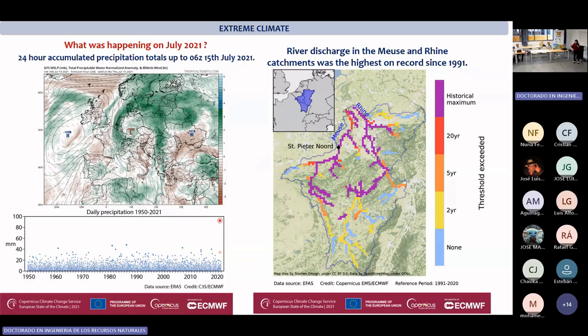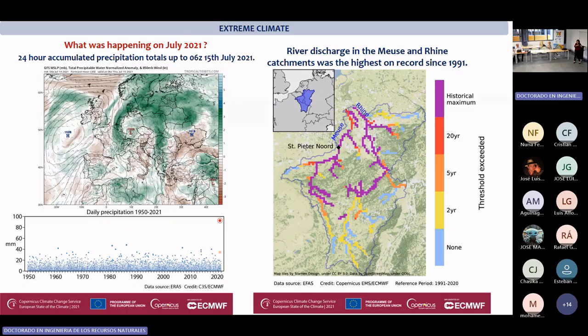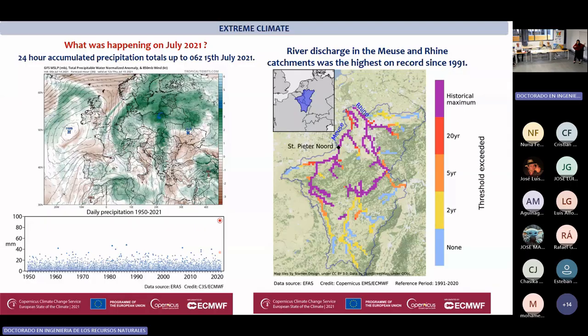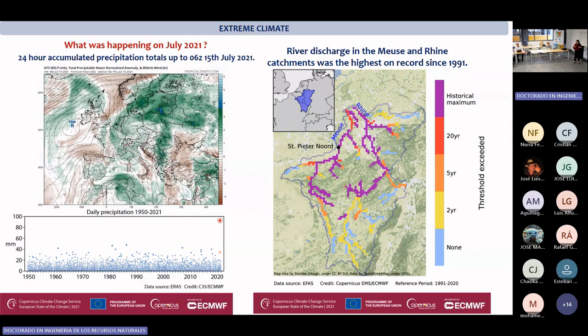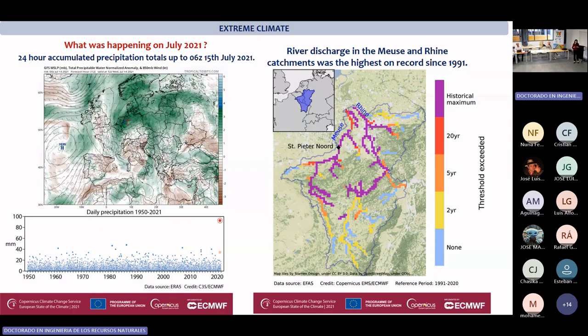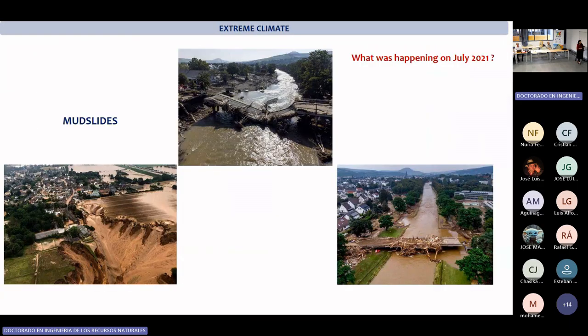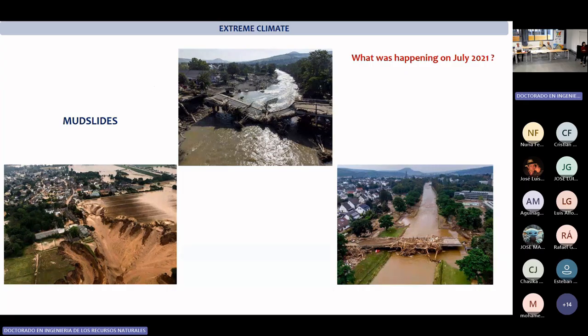And they induced all the flooding. But this system is connected to the coastal area in Belgium and the north of France, and we have connections between fluvial activities and high energetic waves. The flooding in the coastal area was enhanced at this time. So here we also have mudslides and other phenomena. So we have many extremes occurring in cascade.